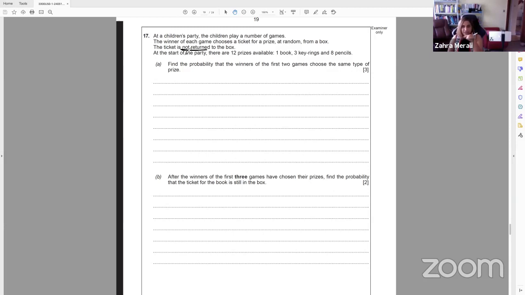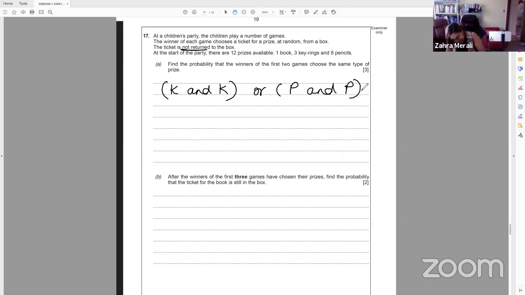Find the probability that the winners of the first 2 games choose the same type of prize. So that means, well, they definitely both can't get books because there's only 1 book, so we don't even need to worry about that. So either they have a key ring and a key ring, or a pencil and a pencil. So remember, the ands are going to be replaced by a multiply sign, and the or is going to be replaced with an addition sign.